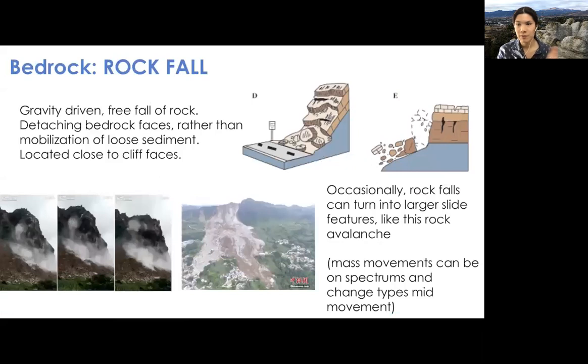A lot of the previous slides that we talked about are really dependent on the presence of water or precipitation to drive them. However, rock falls, we are going to see these closer to cliff faces, where there is that potential for free fall.